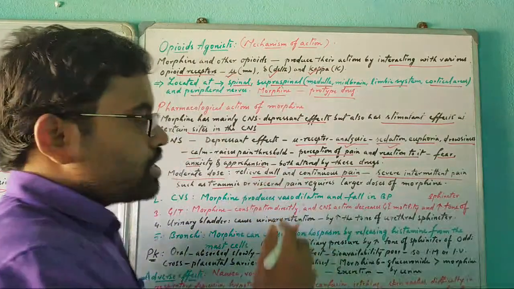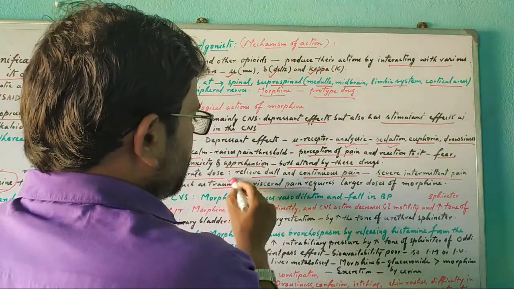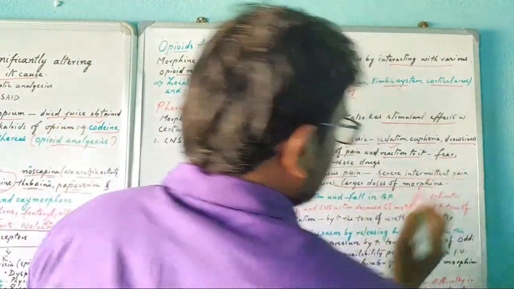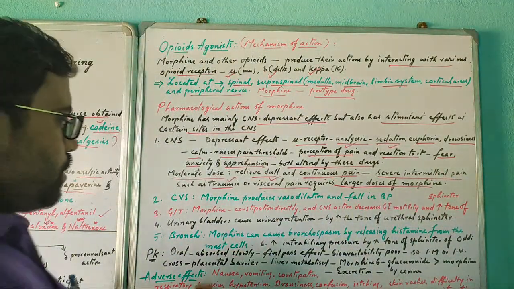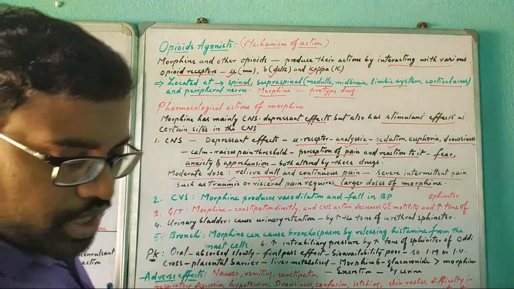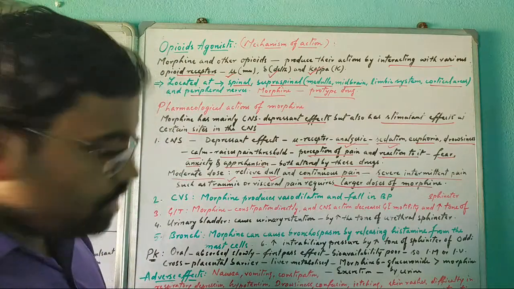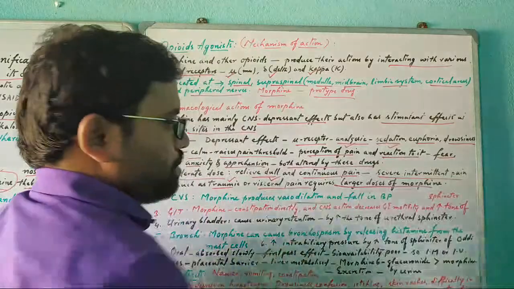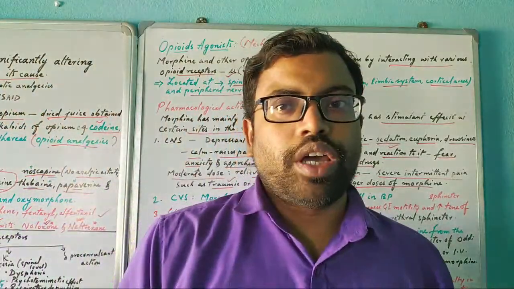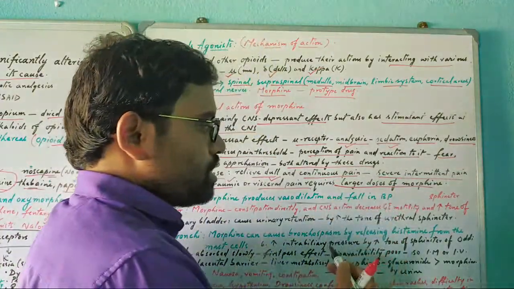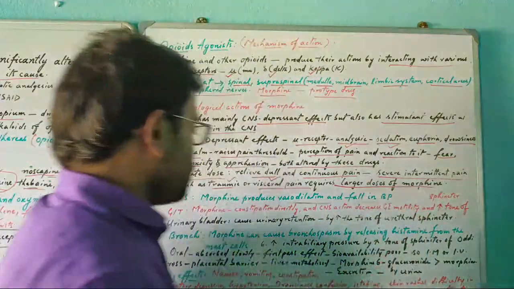So in those organs, if some pain is occurring, traumatic and visceral pain is also reduced, but it needs a larger dose of morphine, okay. Then what is the action of morphine on the CNS? Morphine produces vasodilation on the cardiovascular system, particularly in blood vessels, and a fall in BP will occur, okay.